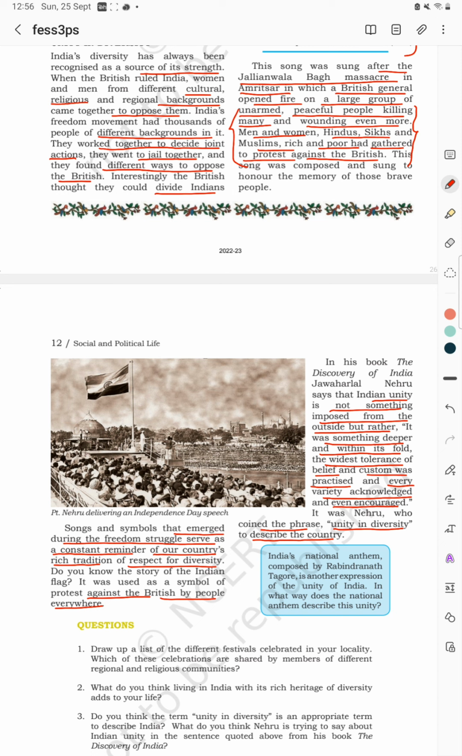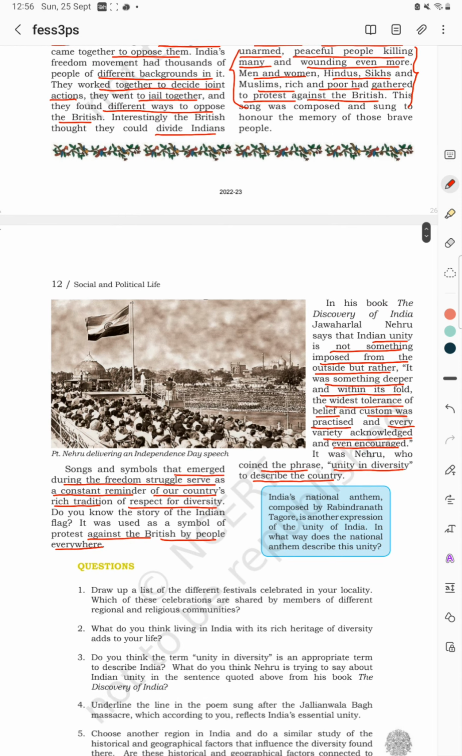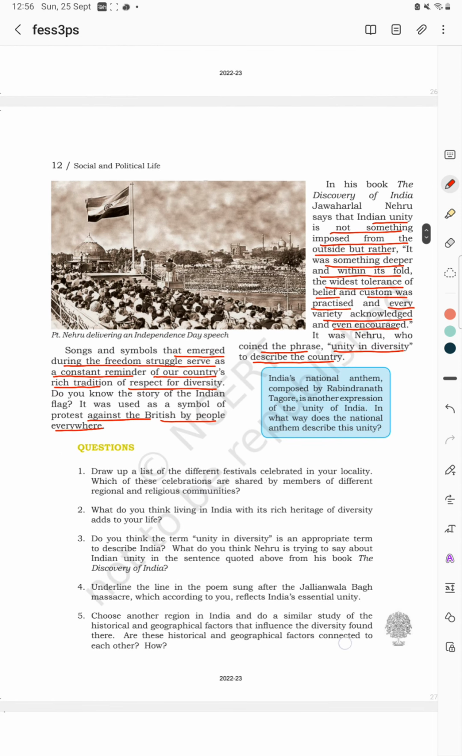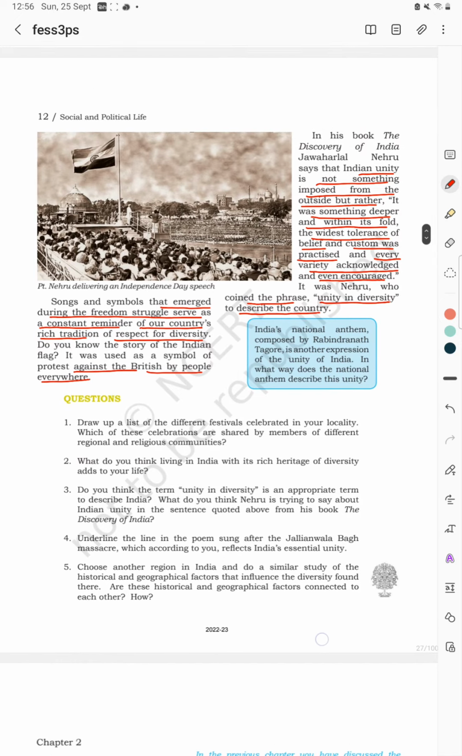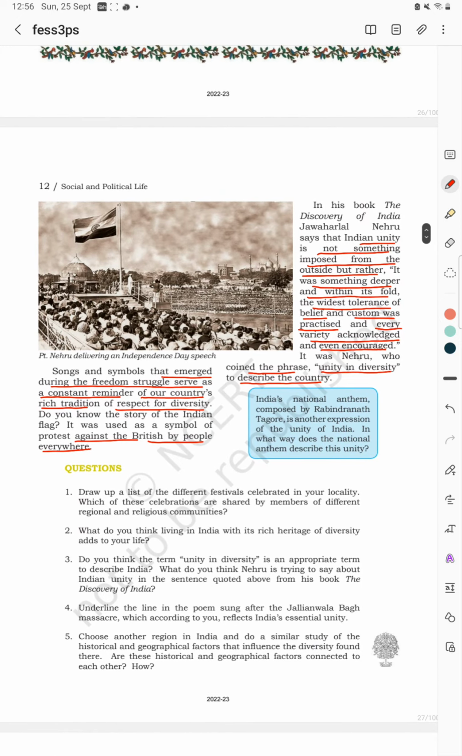I hope this chapter is clear to you. If not, please try to watch this video again and read this chapter thoroughly. You will be clear about diversity, and try to solve the questions given at the end of this chapter. That will help you in building your understanding about diversity.